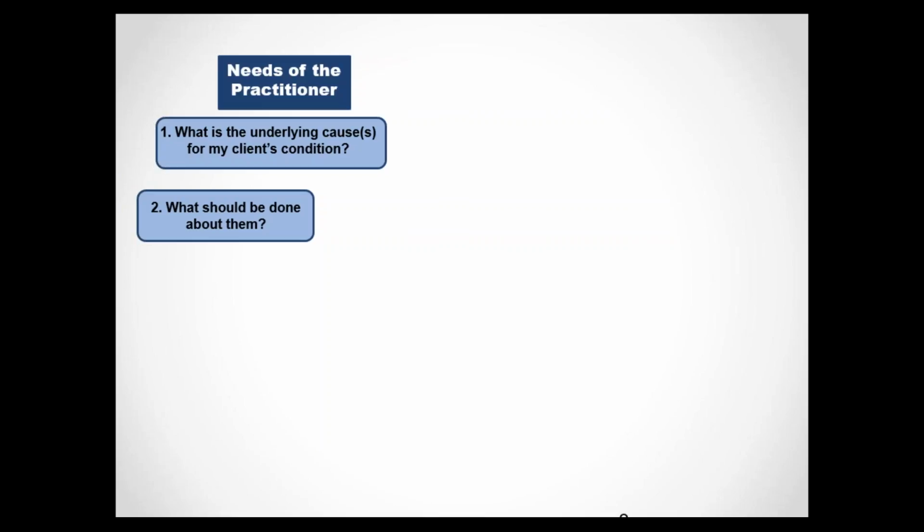Secondly, what should be done about them? So once we've identified these underlying imbalances, how do we go about correcting them? The third point is, how do I convince my client to follow my instructions?